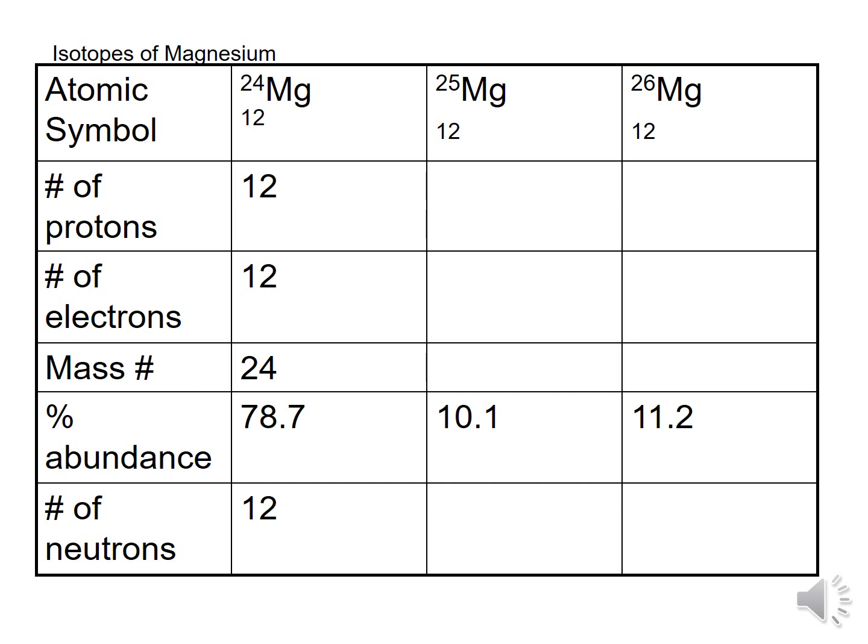Now let's try to fill in for magnesium 25. 12 would be the protons. Of course, 12 would have to also be the electrons. The mass number is 25. This is the one that's 10.1% abundant. And 25 minus 12 would be 13 neutrons. Magnesium 26 would have 12 protons, 12 electrons, a mass number of 26, be 11.2% abundant, and have 14 neutrons.